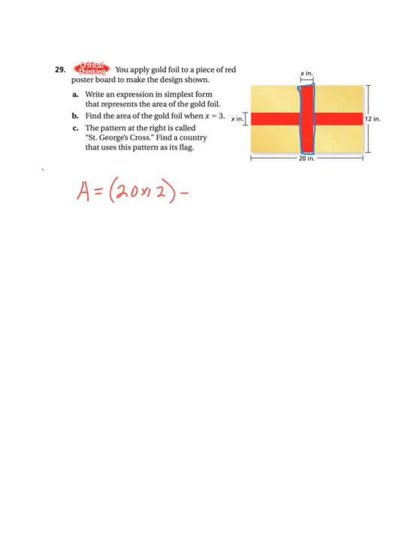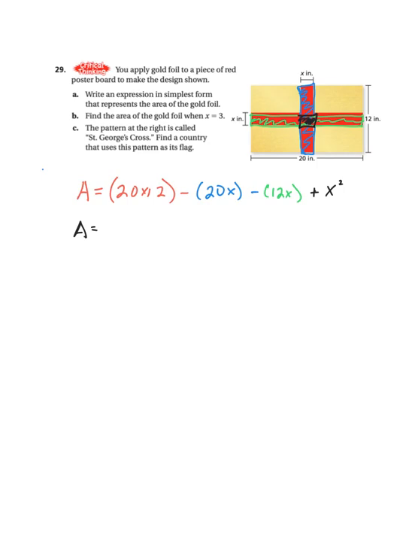So we need to subtract 20x, that's the area of this part here, minus, let's subtract the area of this part, that's 12x, but when we did that, we actually subtracted this middle part twice, right? This middle part here, we just subtracted twice. So let's add that back in once, and that's x squared. That way we've only subtracted that little part once.